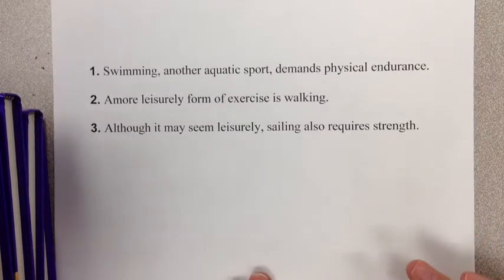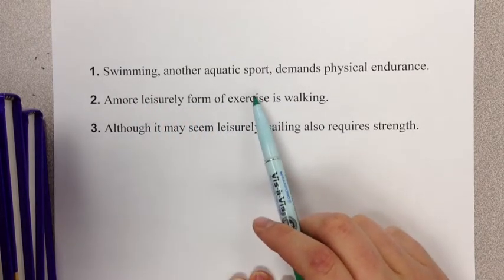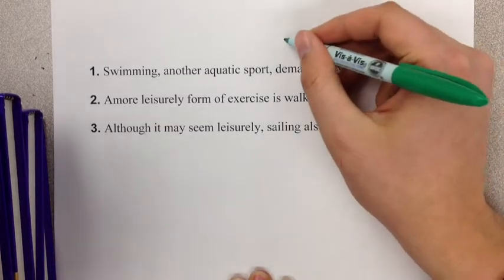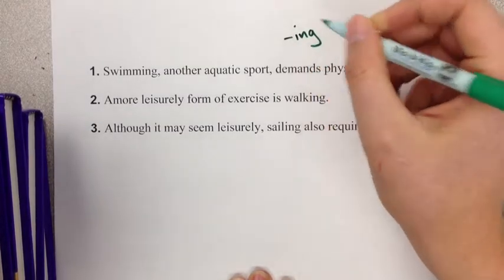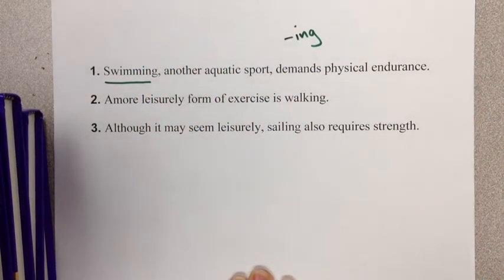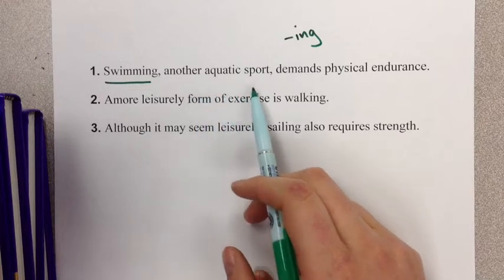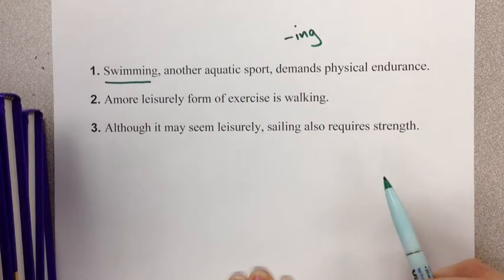Let's do three more. So in sentence number one, we have: Swimming, another aquatic sport, demands physical endurance. When you're looking for gerunds, look for those ing words. We're looking for ing. And here it is, swimming. Now in a moment we're going to see that this is not enough. We can't yet say that swimming is a gerund because it might be a present participle. So let's try to find its role in the sentence. Swimming, another aquatic sport, demands physical endurance.